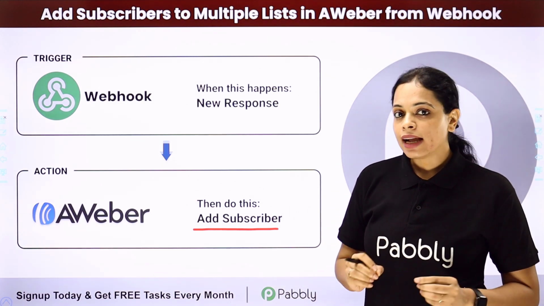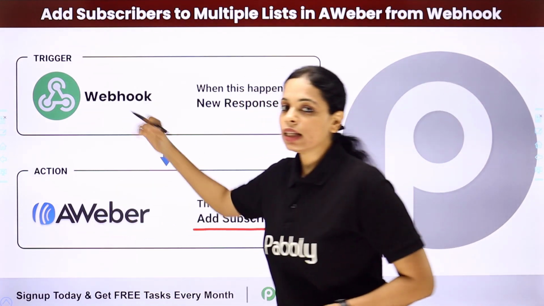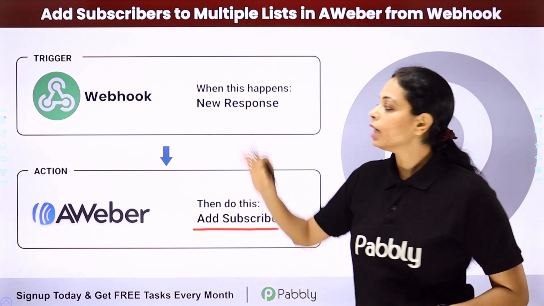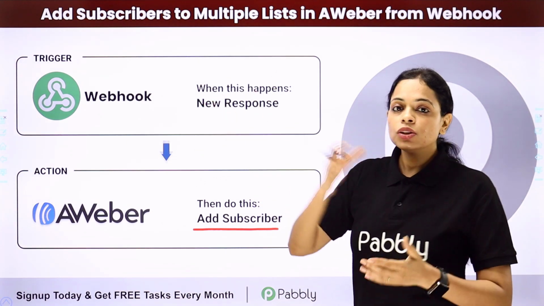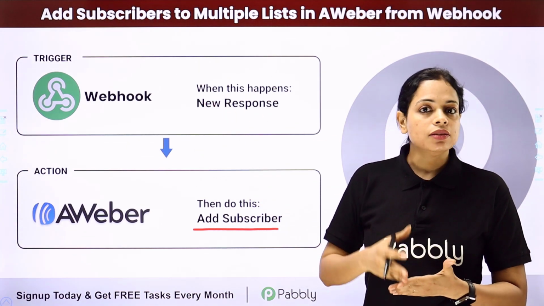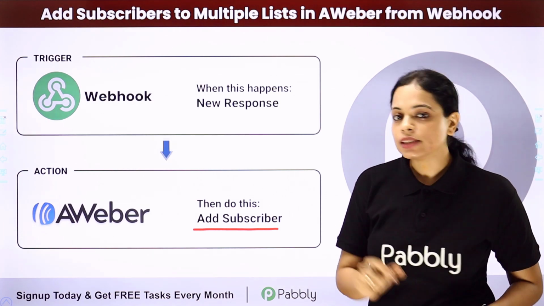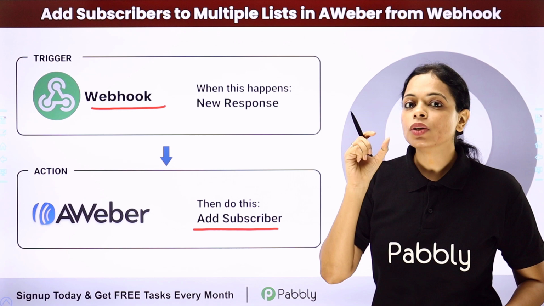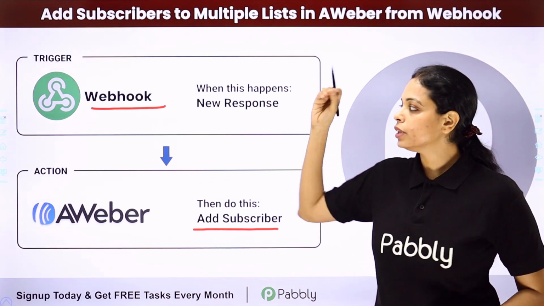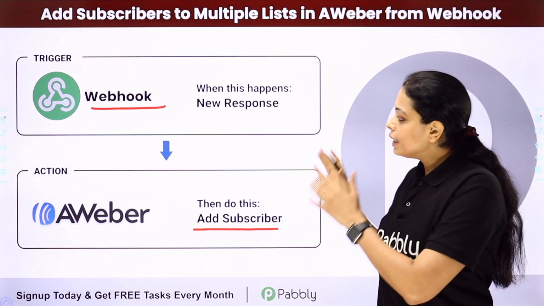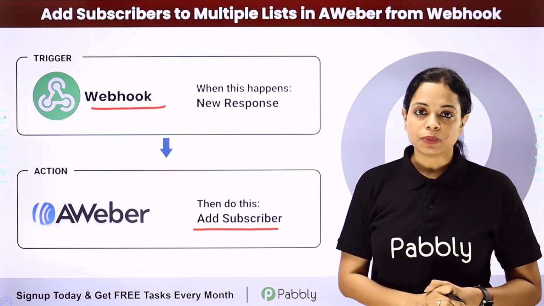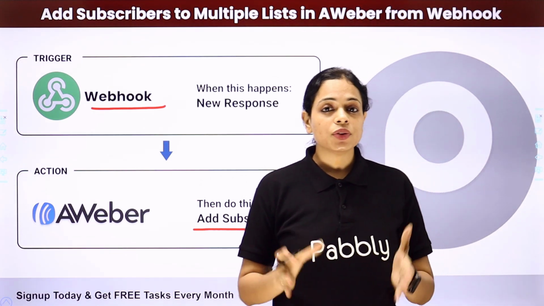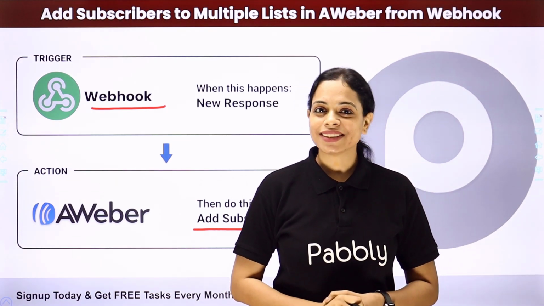Now to do this, I'll have to integrate AWeber with the other application. Now let's say that particular application is not available in Pabbly Connect integrations library. Then in that case, you can use a feature by Pabbly, which is Webhook, that provides you a URL which can be added to the other application. And then this entire process can be automated. Now to understand how you can do that, let me take you to my screen.